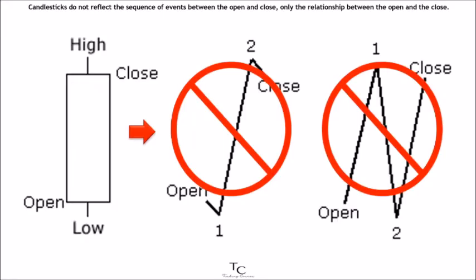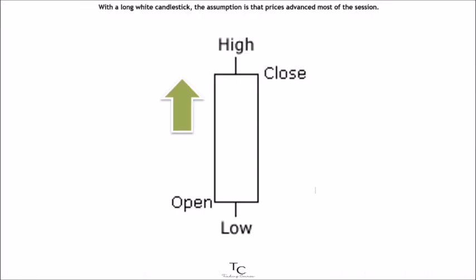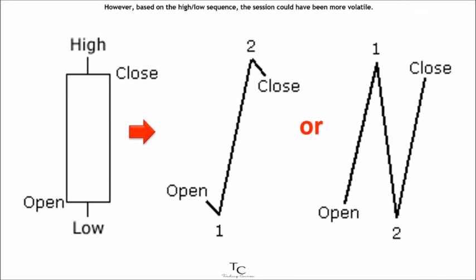Candlesticks do not reflect the sequence of events between the open and close, only the relationship between the open and the close. The high and the low are obvious and indisputable. But candlesticks and bar charts cannot tell us which came first. With a long white candlestick, the assumption is that prices advanced most of the session. However, based on the high-low sequence, the session could have been more volatile.